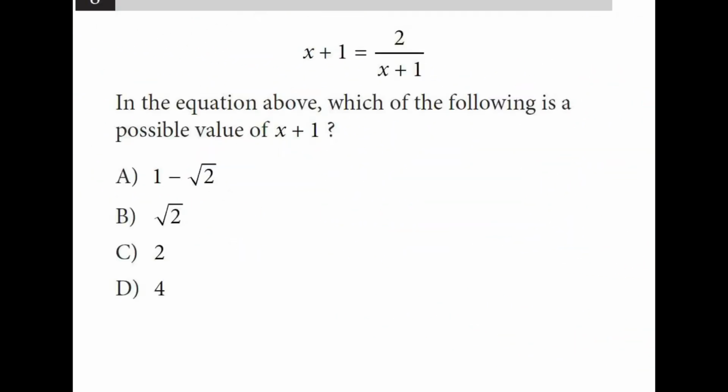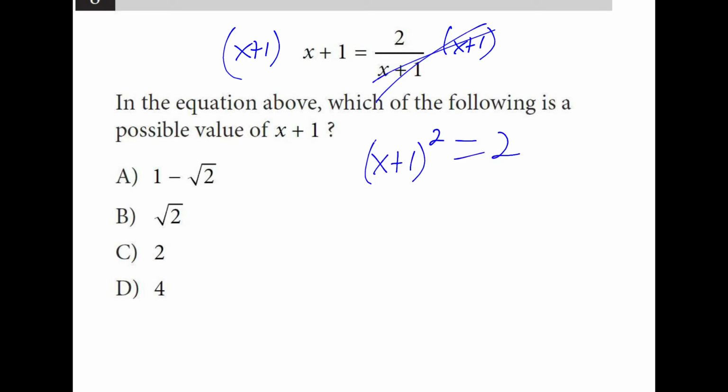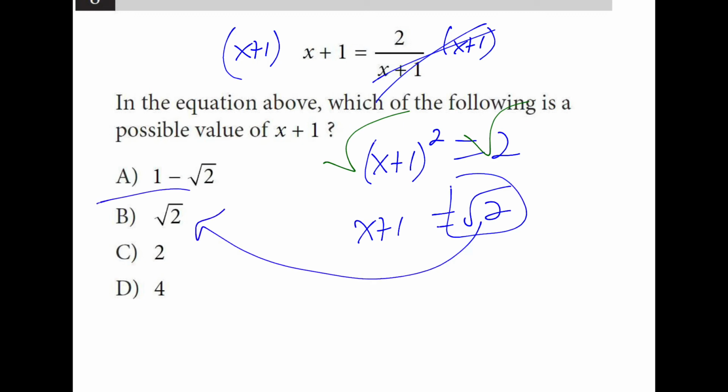So I can multiply both sides by x plus 1. This cancels out. And I could try to take the square root of both sides here. If I do that, the squares cancel out. So I have x plus 1 on the left, and I have the square root of 2 on the right, which is my answer.